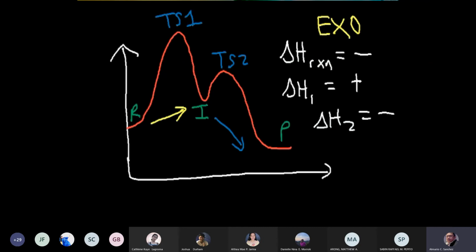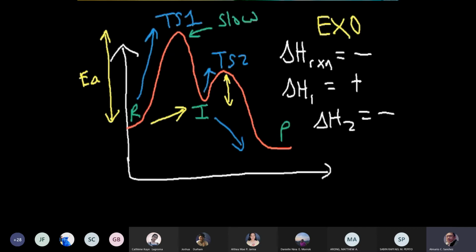Now, which step is the slow step or the rate determining step? Is it the first step or is it the second step? What would you say? Now, notice that the first step has a higher activation energy than the second step. So because the first step has a higher activation energy, because the transition state is higher than the second transition state, this is going to be the slow step because it's going to be a lot harder to go up this mountain than it is to go up this mountain. So this is going to be a slow step.